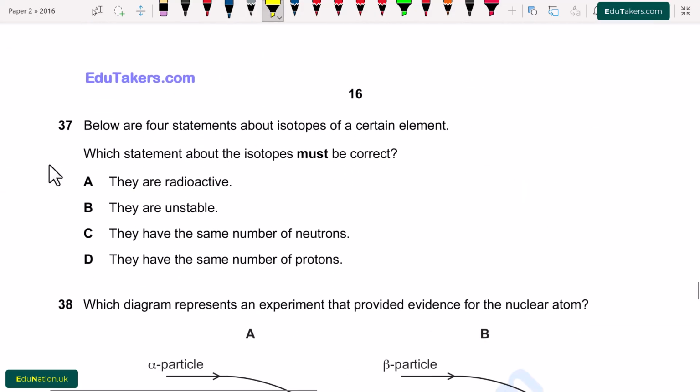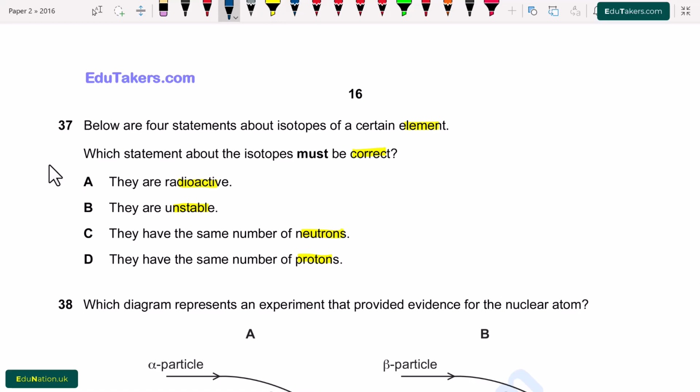Question number 37. Below are 4 statements about the isotope of a certain element. Which statement about the isotopes must be correct? Option A. They are radioactive. B. They are unstable. C. They have the same number of neutrons. D. They have the same number of protons.